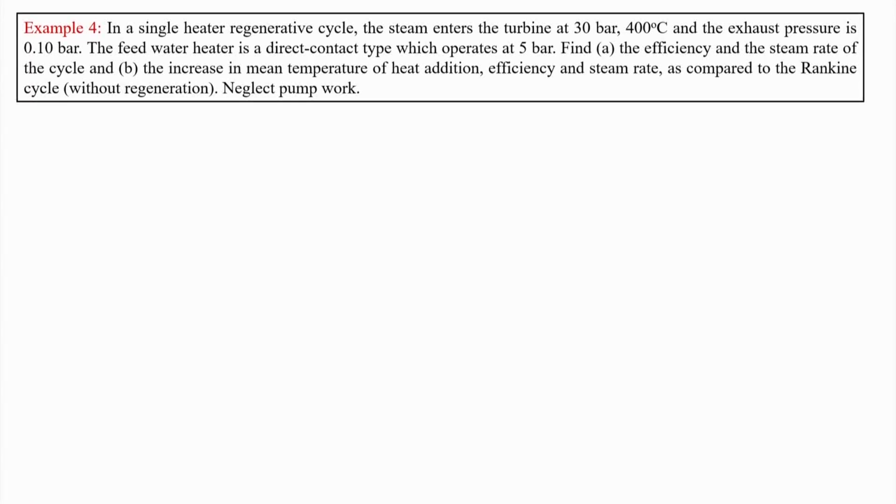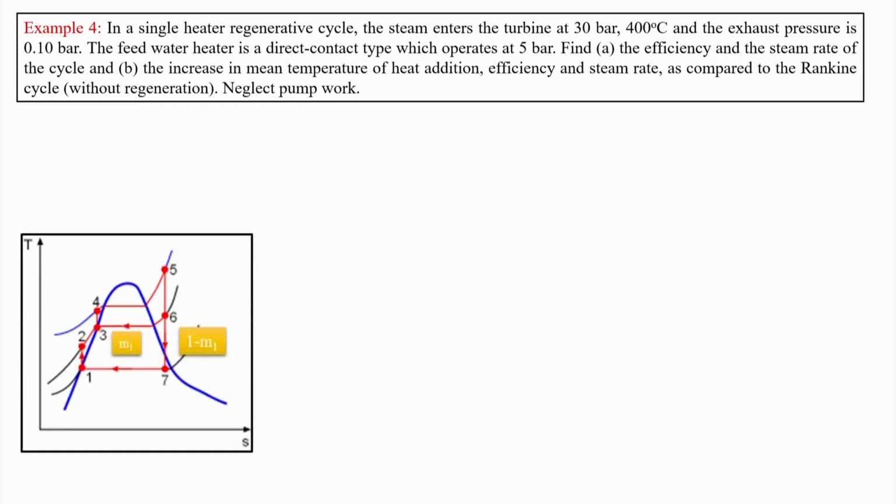Our first example reads that there is a single reheat regenerative cycle of steam where steam enters the turbine at 30 bar and 400 degrees Celsius and the exhaust pressure is 0.1 bar. The feed water heater is a direct contact type feed water heater which operates at 5 bar pressure. Find out efficiency and steam rate of the cycle. We know steam rate means specific steam consumption, SSC, and increase in mean temperature of heat addition, efficiency and steam rate as compared to the Rankine cycle without regeneration. We are supposed to neglect the pump work.